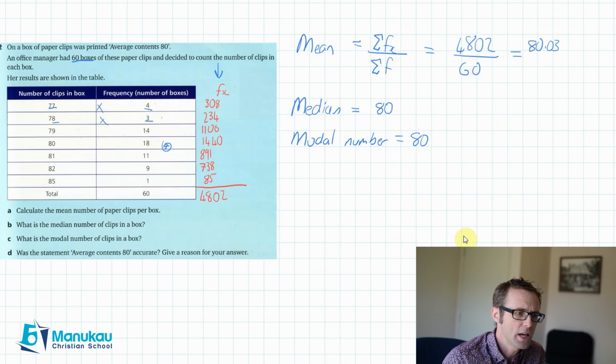So for each of our measures of central tendency, we have 80 or above. So was the statement, average contents 80, accurate? Yes, it was, because all measures of central tendency gave us at least 80.